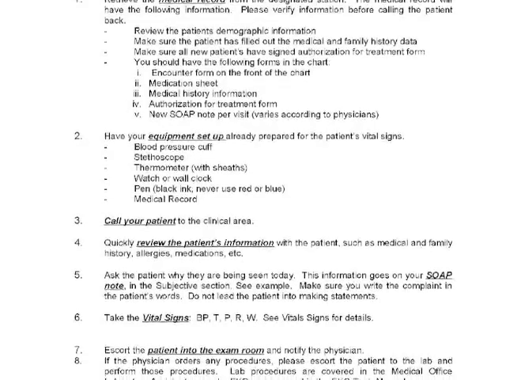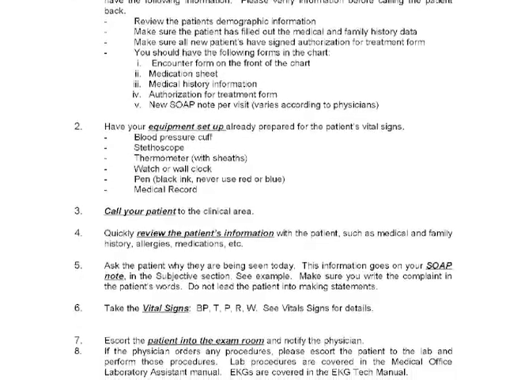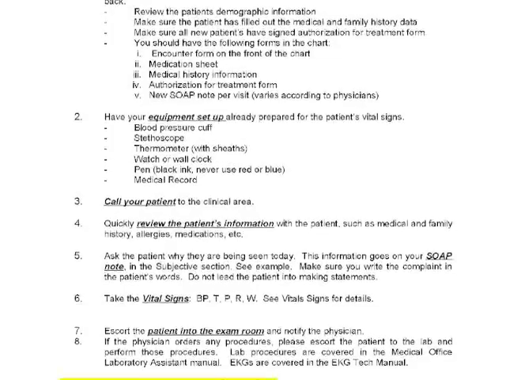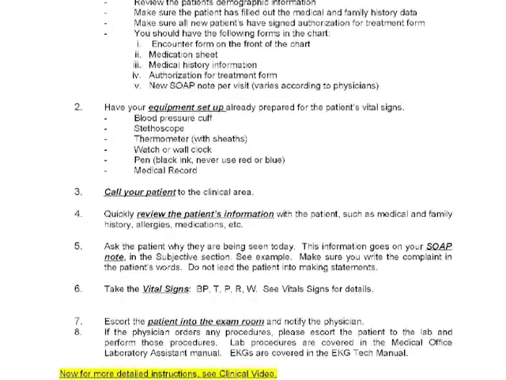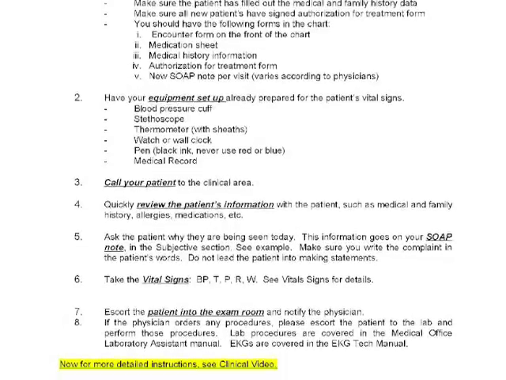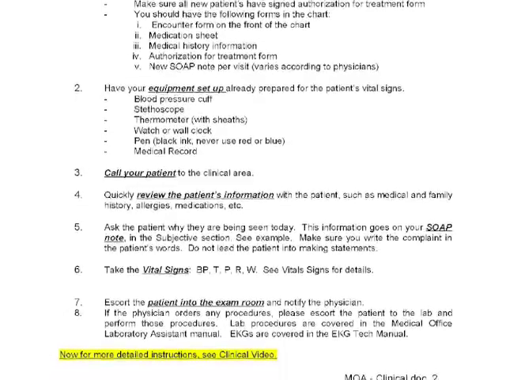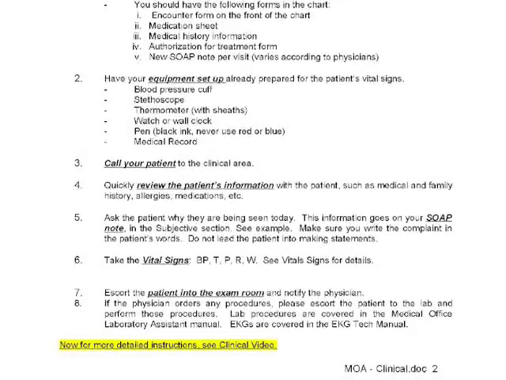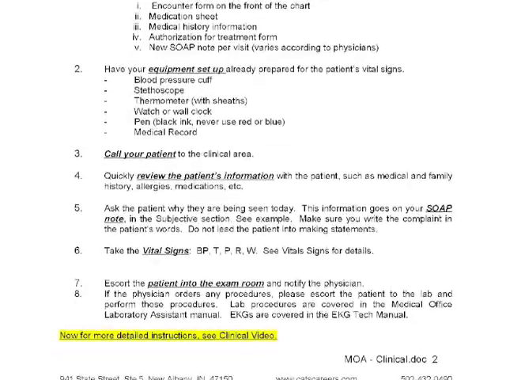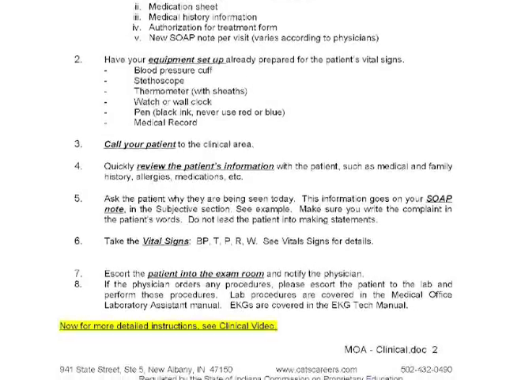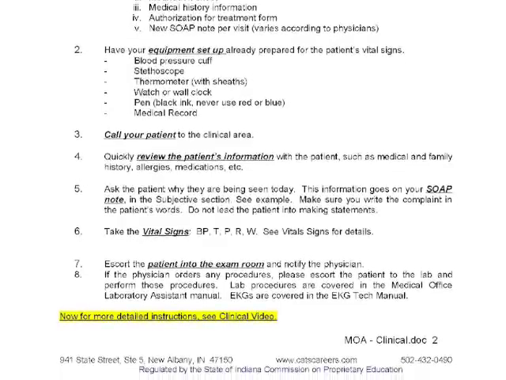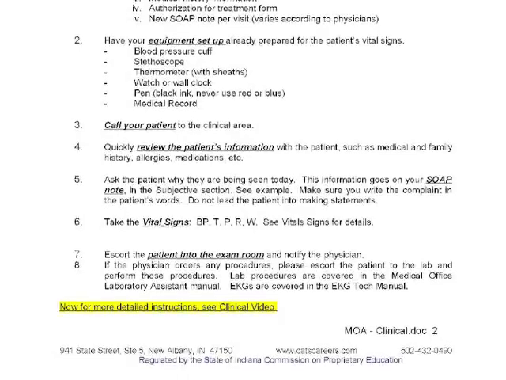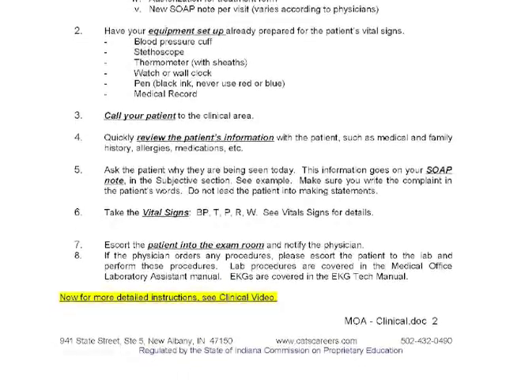Escort the patient to the exam room and notify the physician. If the physician orders any procedures, you want to escort the patient to the lab and perform those procedures. Lab procedures are covered in the Medical Office Laboratory Assistant Manual. EKGs are covered in the EKG Tech Manual. Please view the clinical videos for vital signs, phlebotomy, injections, urinalysis, other laboratory procedures.